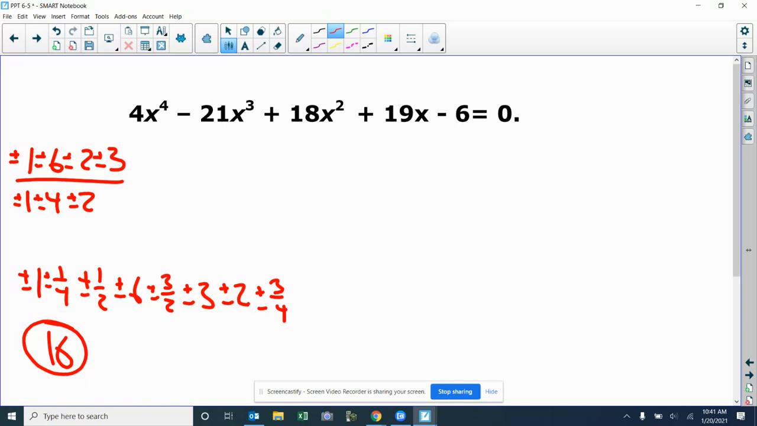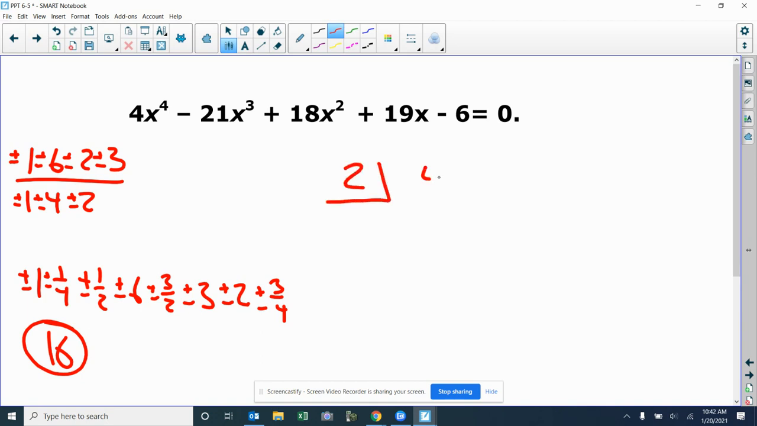Is everybody kind of getting the idea? Positive 2 is going through. I don't want to do synthetic division over all 16. I want to use my graphing calculator to eliminate some of those, so I don't have to do it on all 16. You get that? That's a luxury you have. What do you think? Positive 2. Let's take a shot.